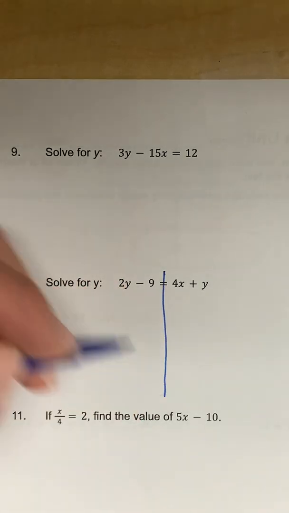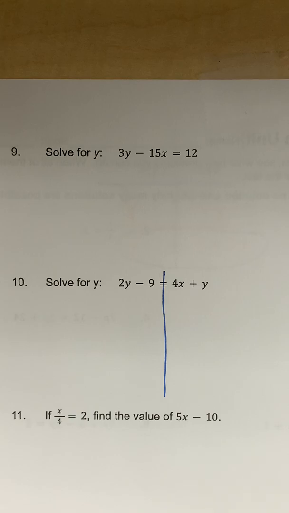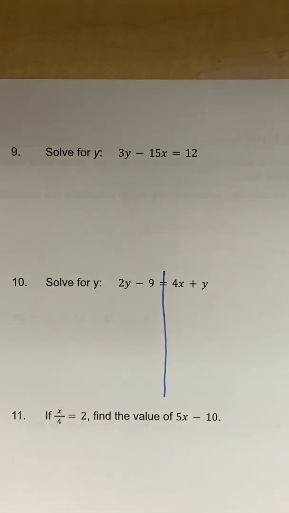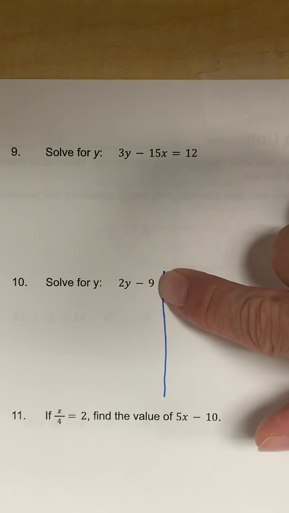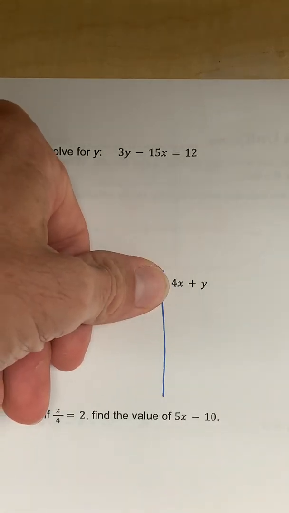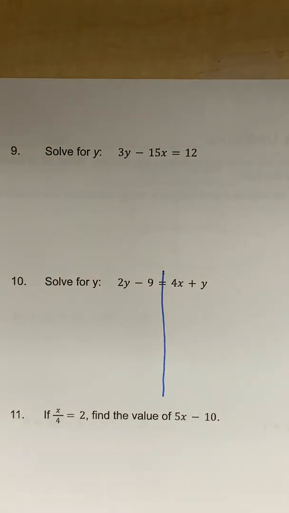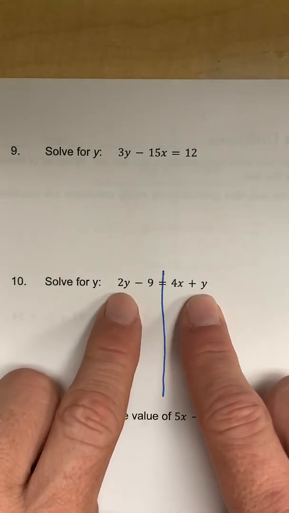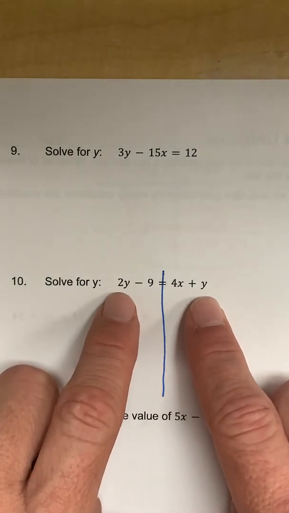So let's separate each side of the equal sign. And our job is to get it so that y is by itself. So let's see, there's no parentheses to distribute. Are there like terms over here? No. Are there like terms over here? No. Okay, so next step, are there letters on both sides of the equation? There are. There are y's on each side.